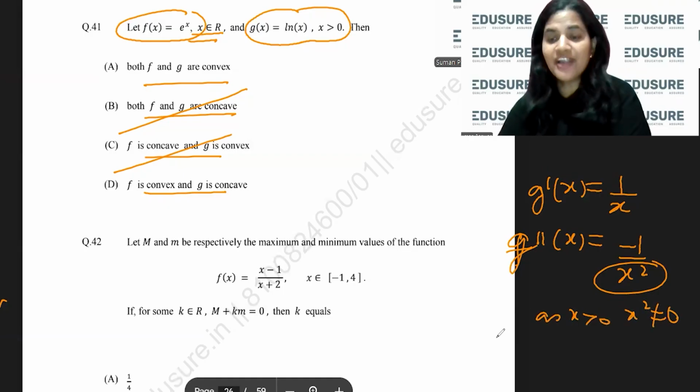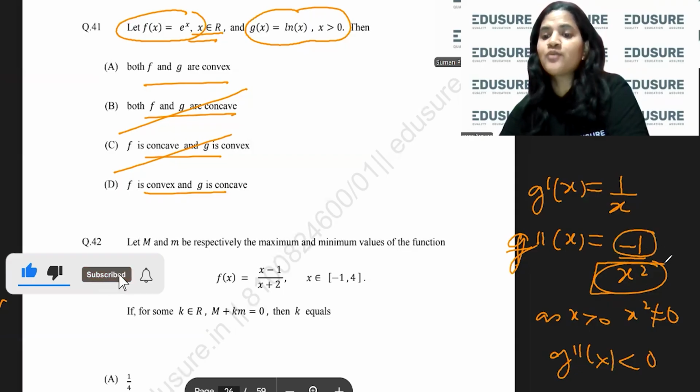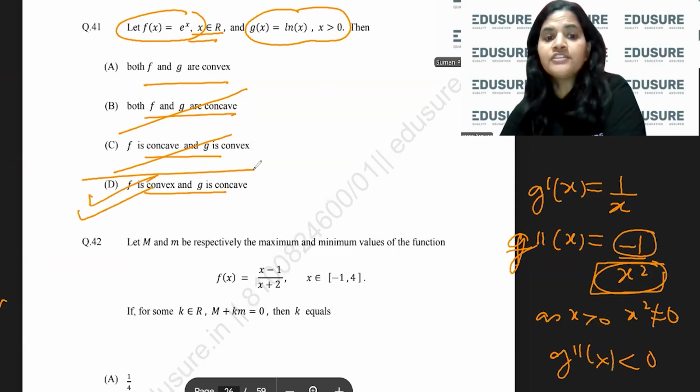Therefore, the second derivative is defined. That is really important to know. And g''(x) is negative because of this negative sign, and x² is always positive. Therefore, g will be a concave function. So the answer is: f is convex and g is concave.